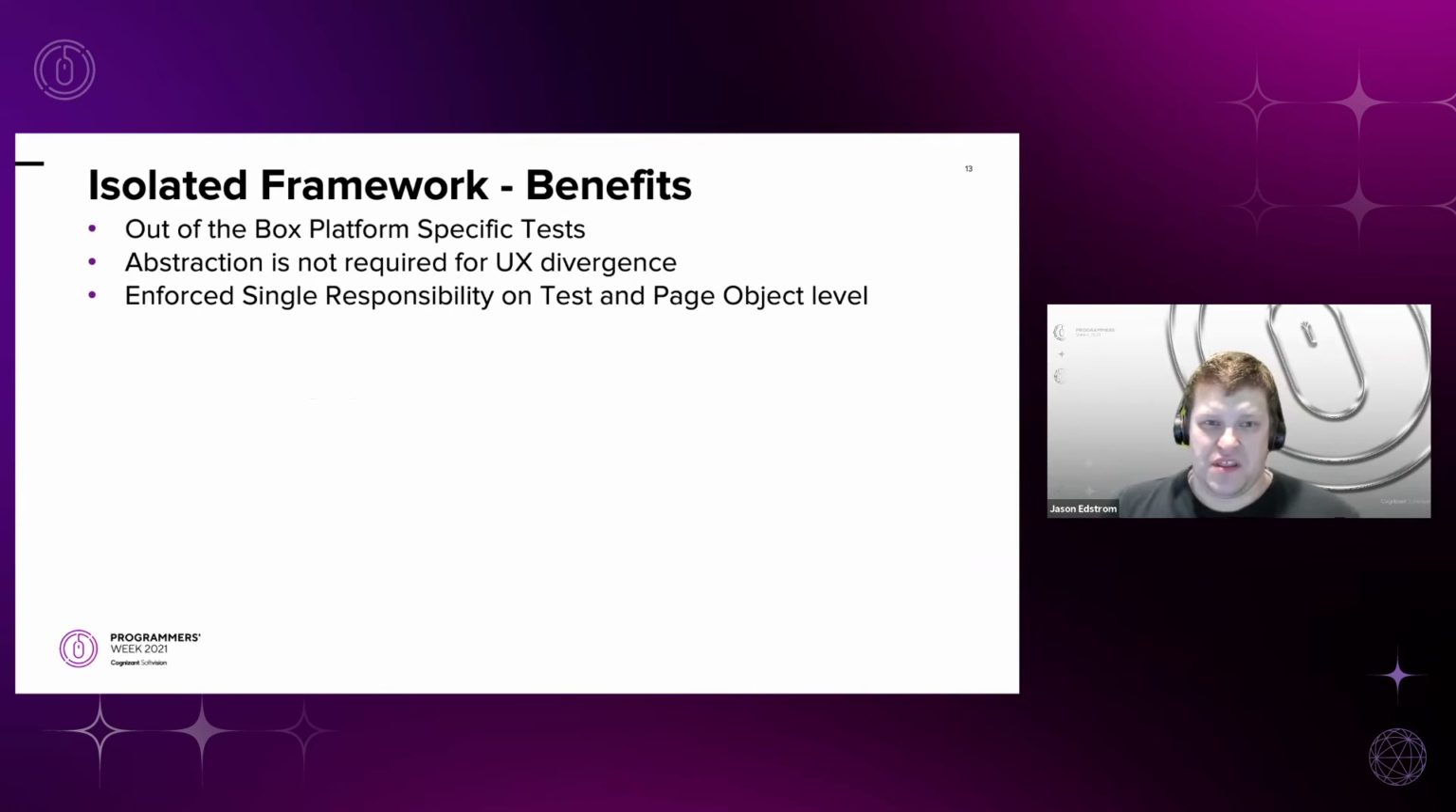So the benefits of the isolated framework overall is out of the box specific tests. You don't have to necessarily worry about shutting down a specific test that is iOS or Android only. It just inherently works that way because you're duplicating your test classes, which is a nice piece, but it comes at a decent amount of cost and consequence. The abstraction is not required for the UX divergence. So when the app divergence happens, you don't have to use intermediate or advanced techniques to account for the divergence. So once again, it's very simplistic.